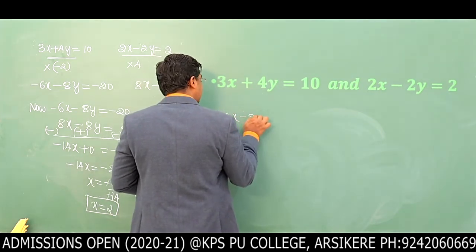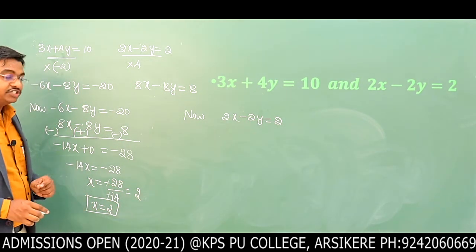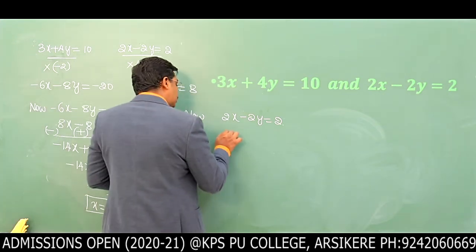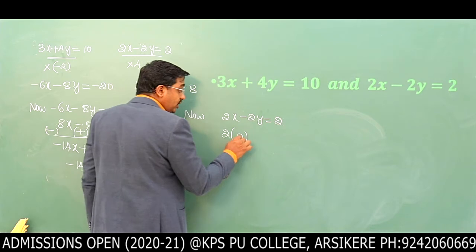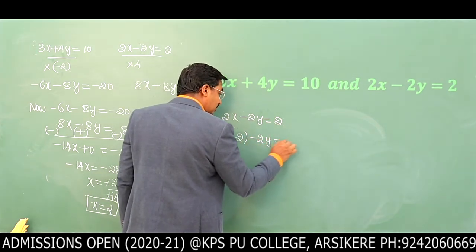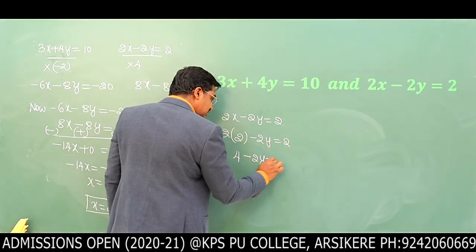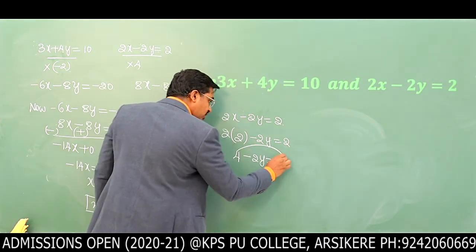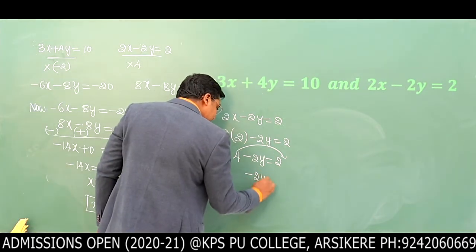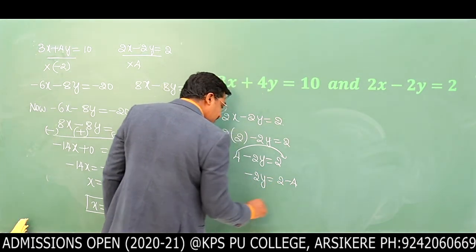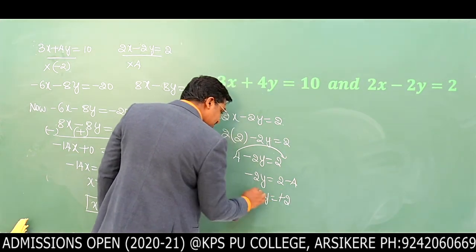2x minus 2y is equal to 2. Substitute the value of x in this equation. So 2 into what is the value of x? We have 2, right? Substitute: 2 into 2 minus 2 into y is equal to 2. So 2 twos are 4 minus 2y is equal to 2. And when 4 comes to the right hand side it becomes minus 4. Very good. Minus 2y is equal to 2 minus 4. So minus 2y is equal to minus 2, minus minus gets cancelled.